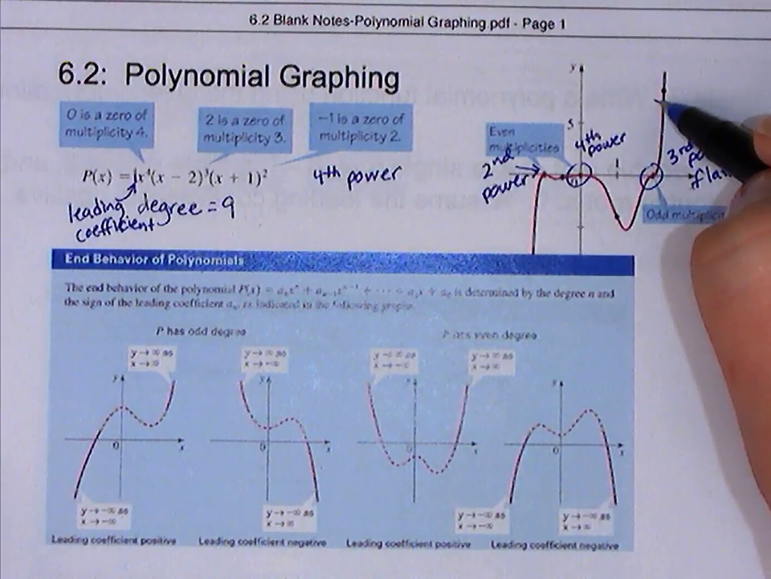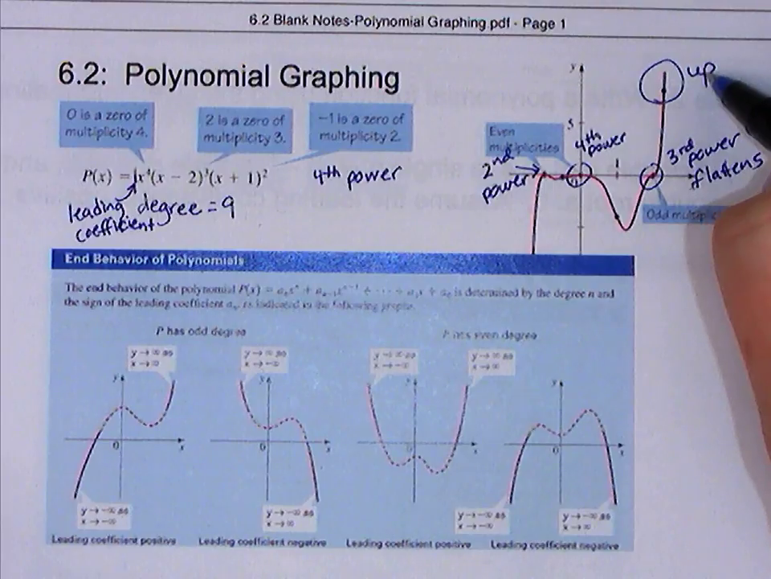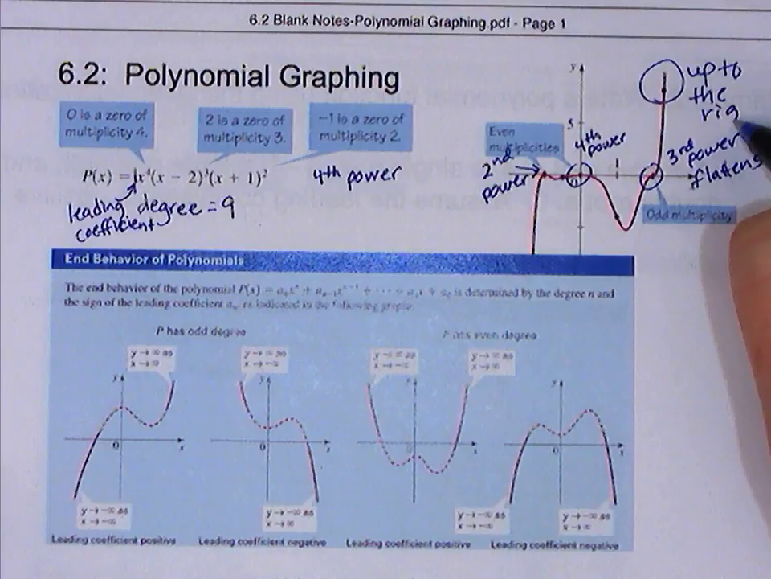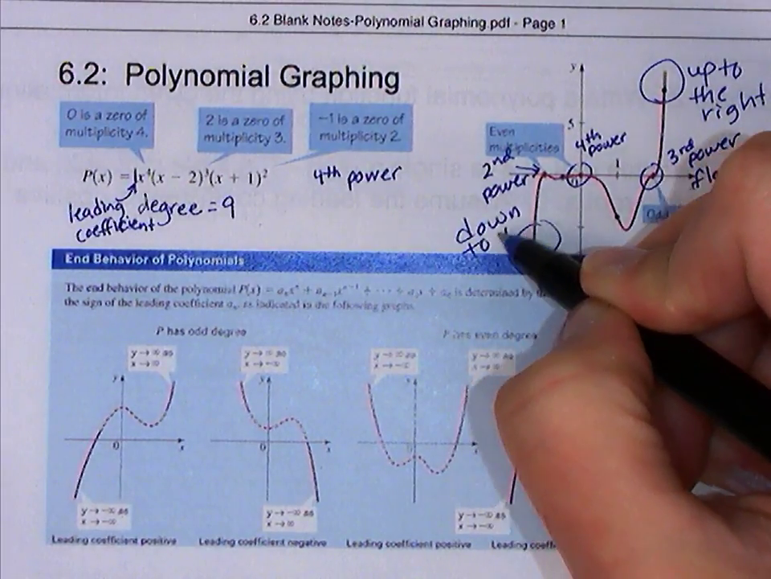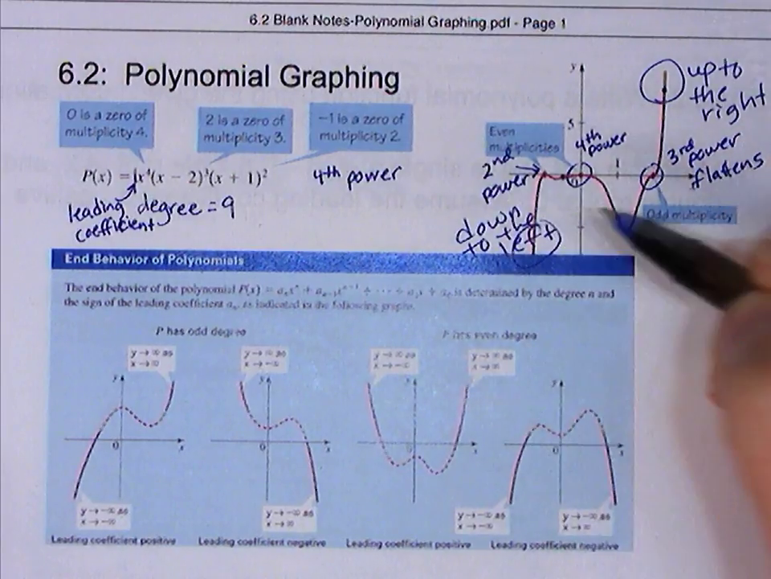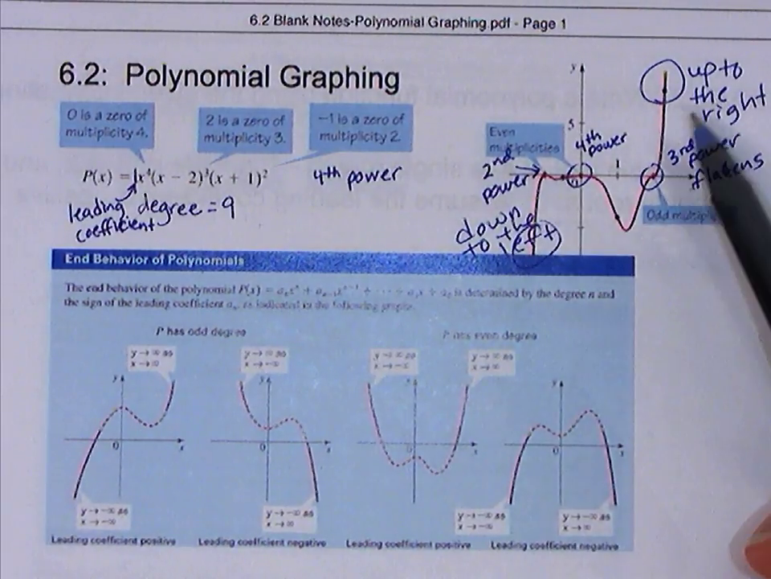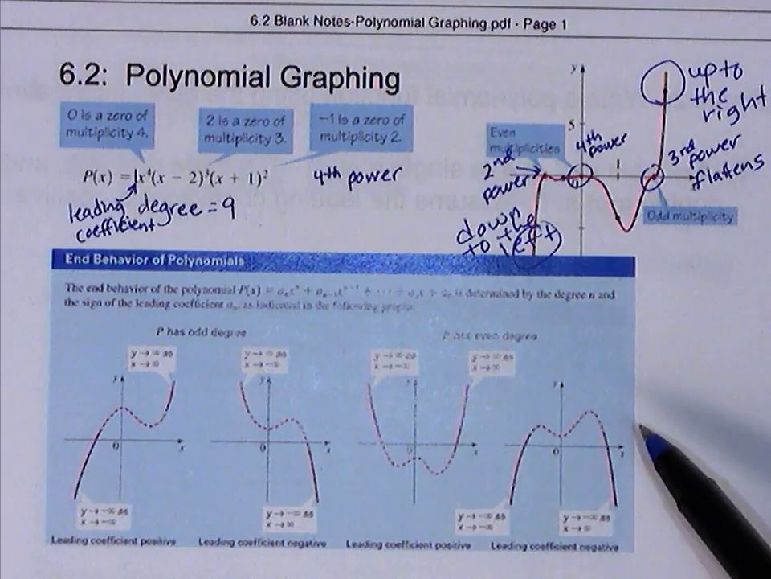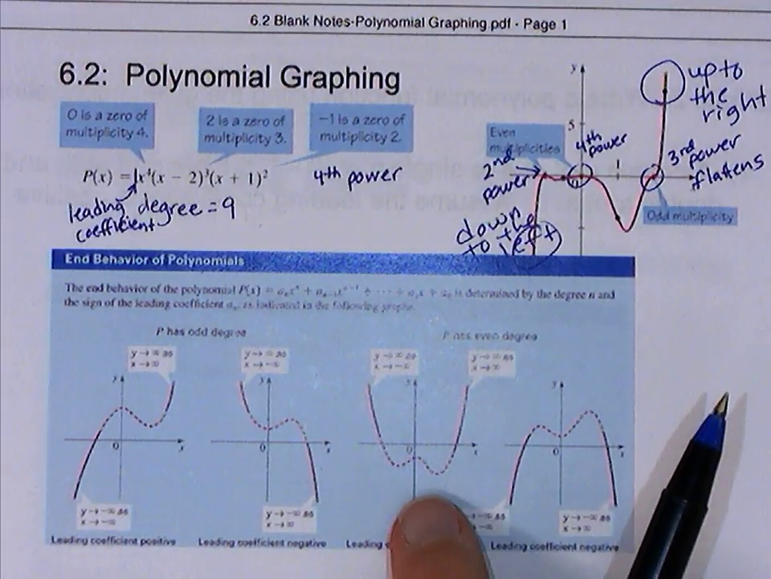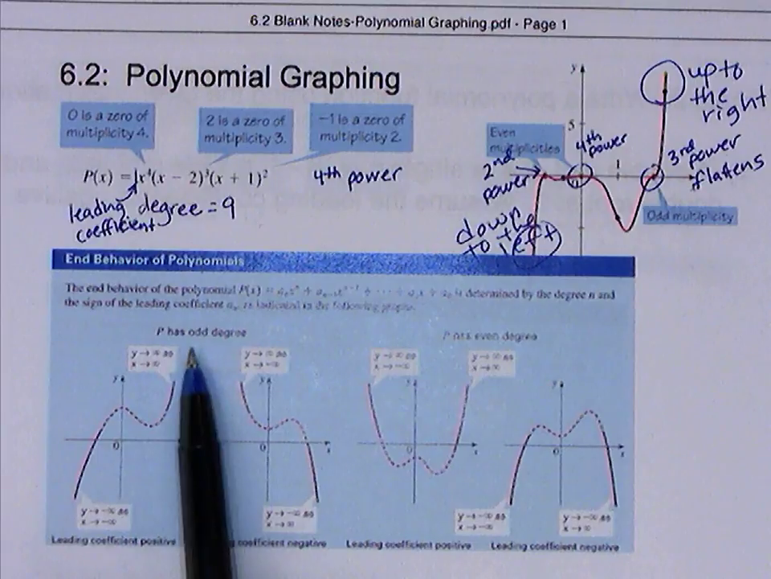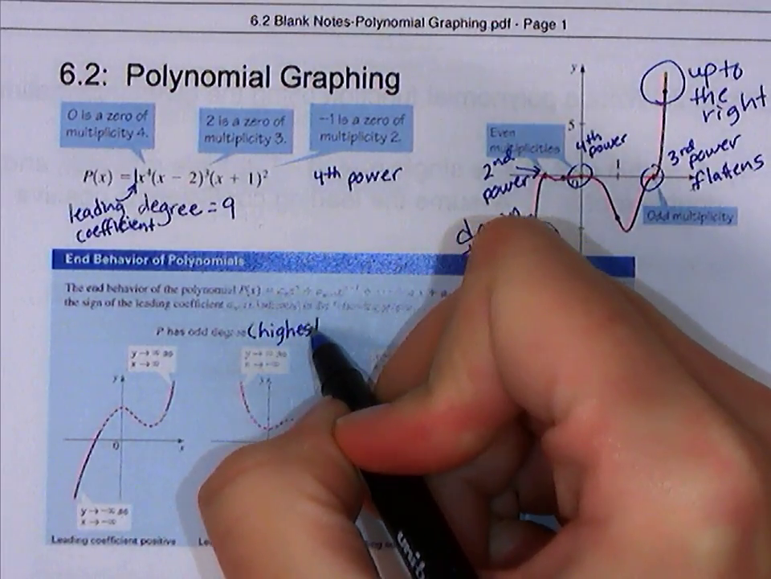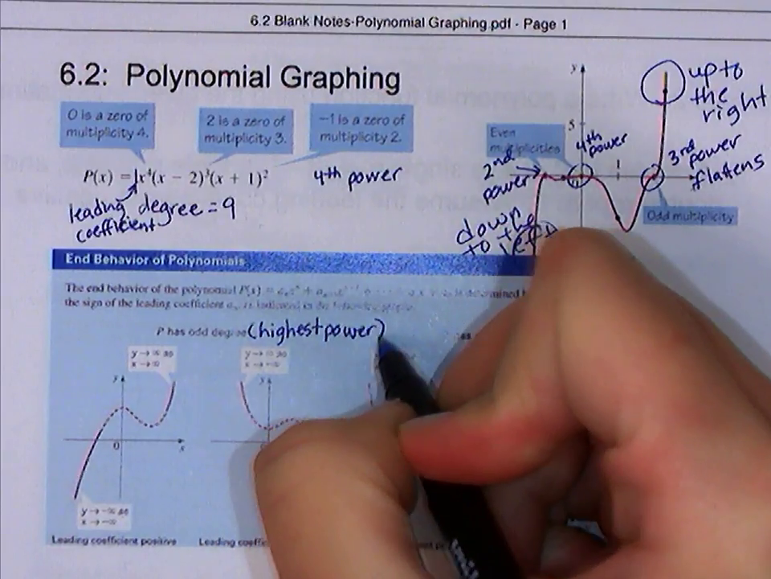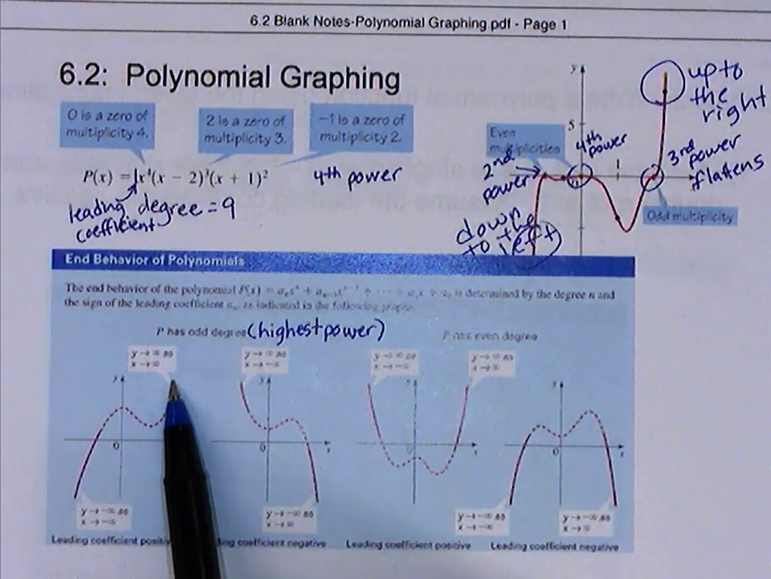So this one, just think of it, it goes up to the right and it goes down to the left. Okay, so what that tells you, if one of them goes down and one of them goes up, that means your degree is odd. So if you look at this picture right here, remember the degree is the highest power. If that's odd, one end will go down and one end will go up.